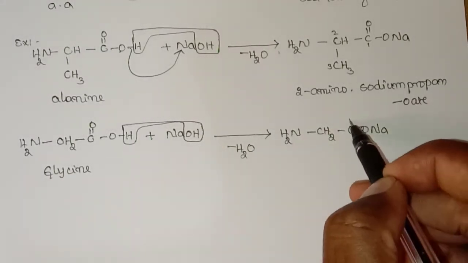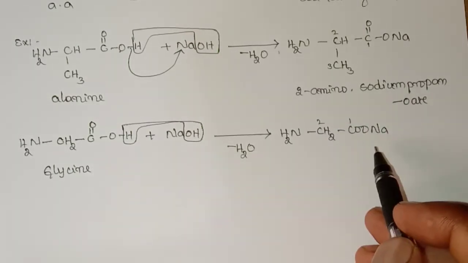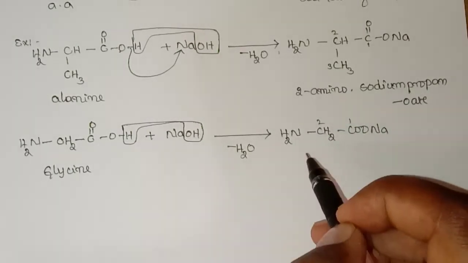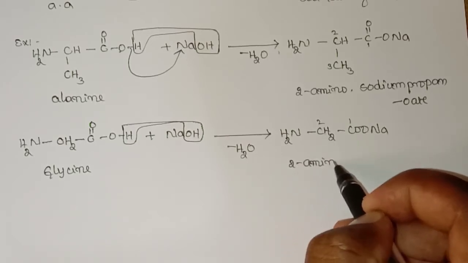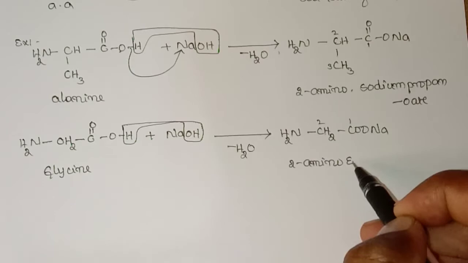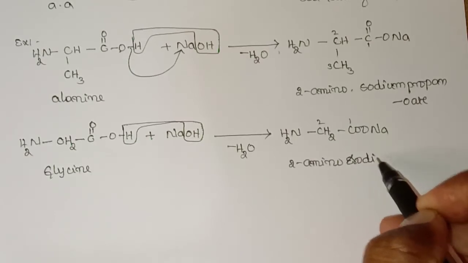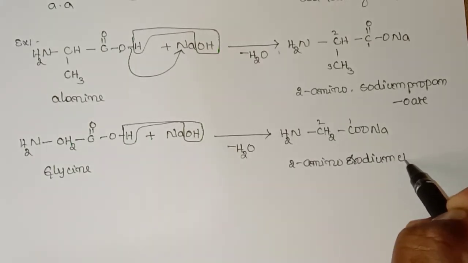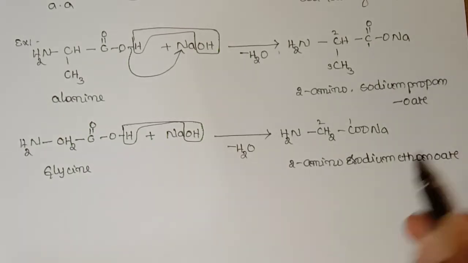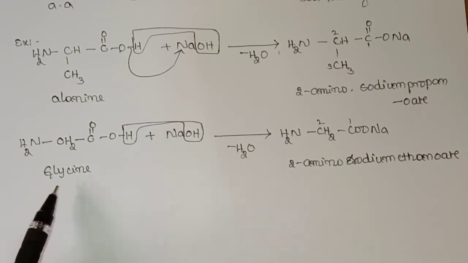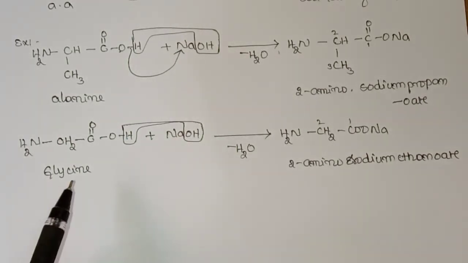So here 1, 2. So 2 carbon atoms are there. At the second position we have an amino group. So 2 amino, 2 carbons are there, sodium ethanoate is the complete name of this product produced when glycine is neutralized with sodium hydroxide.